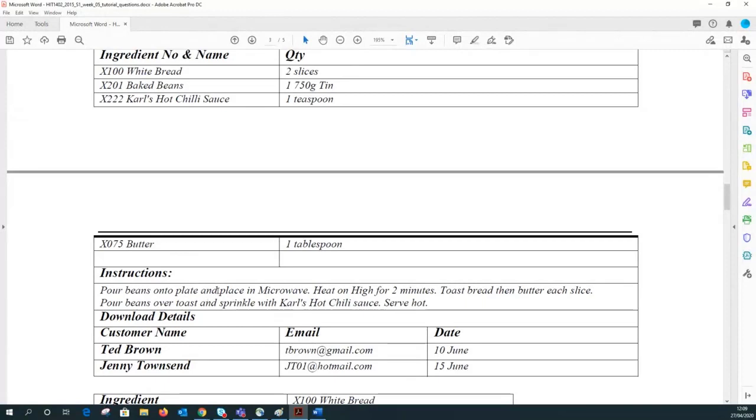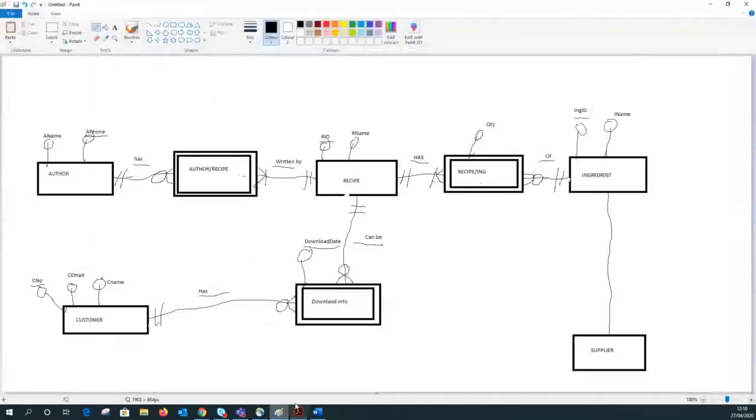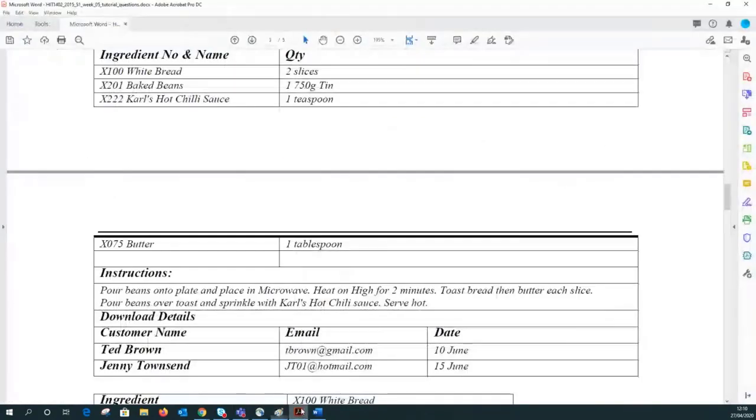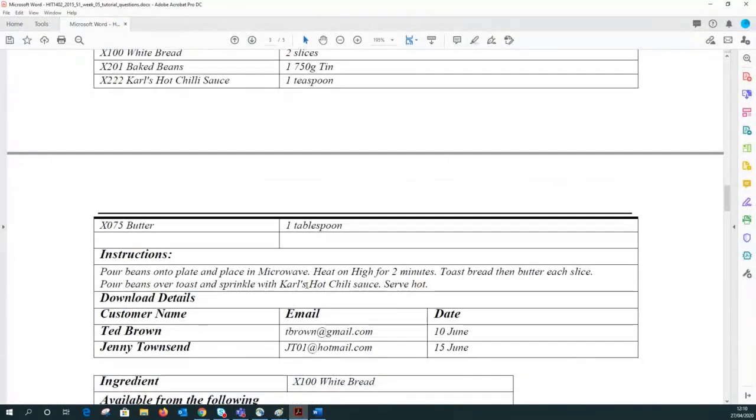Do we need to record that? Yes. So where are we going to record the instruction details in this our diagram? Yes, so it belongs to the recipe, isn't it? So instruction details goes there. Recipe instructions. So we recorded that one. Okay.